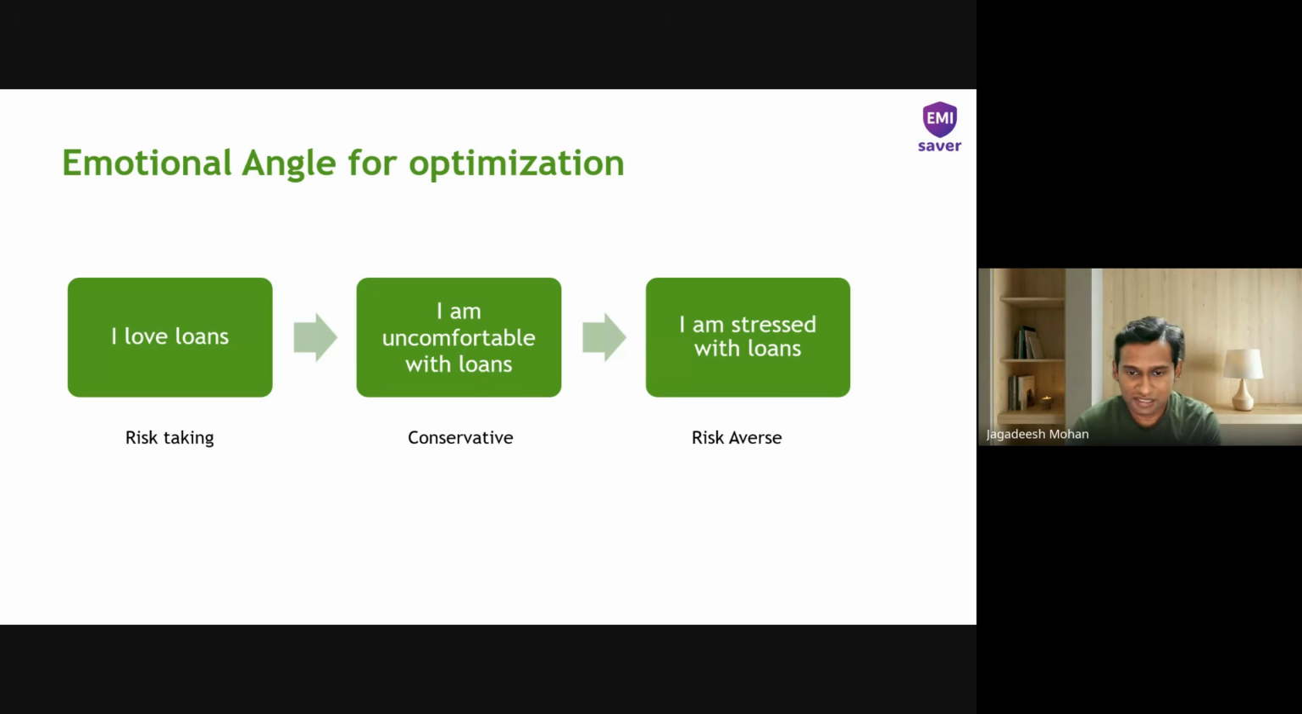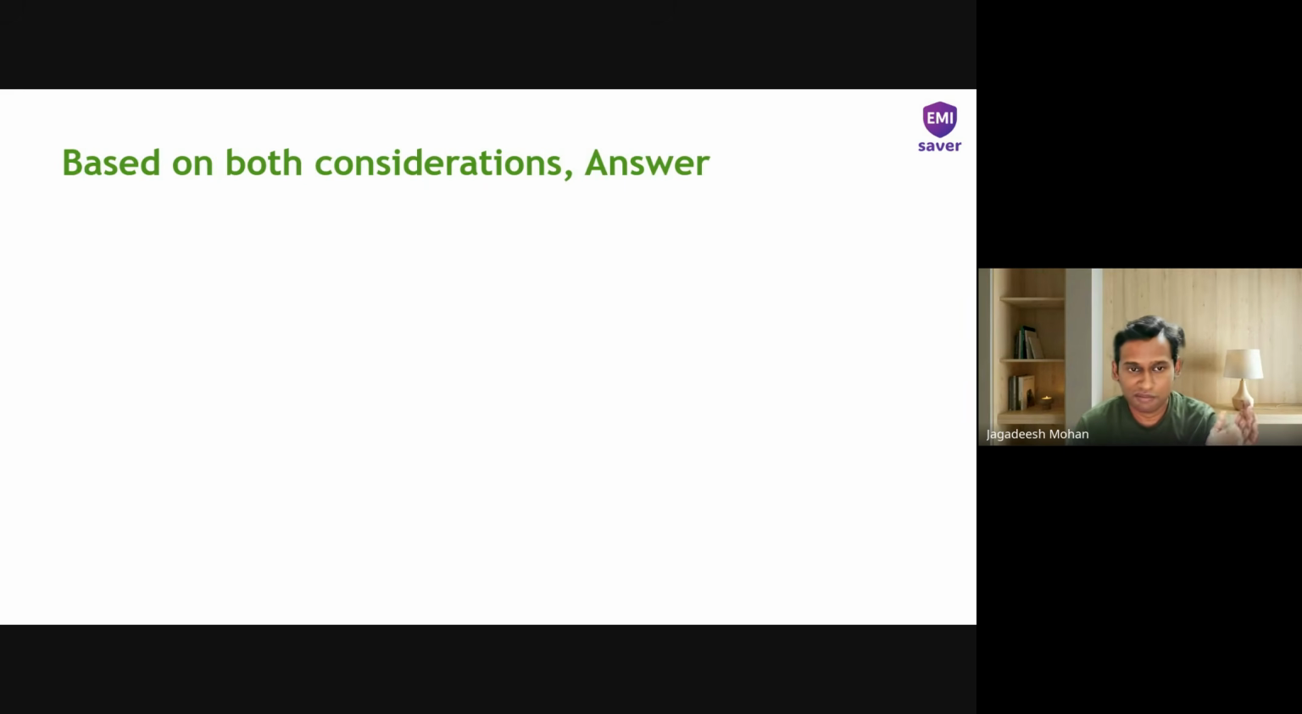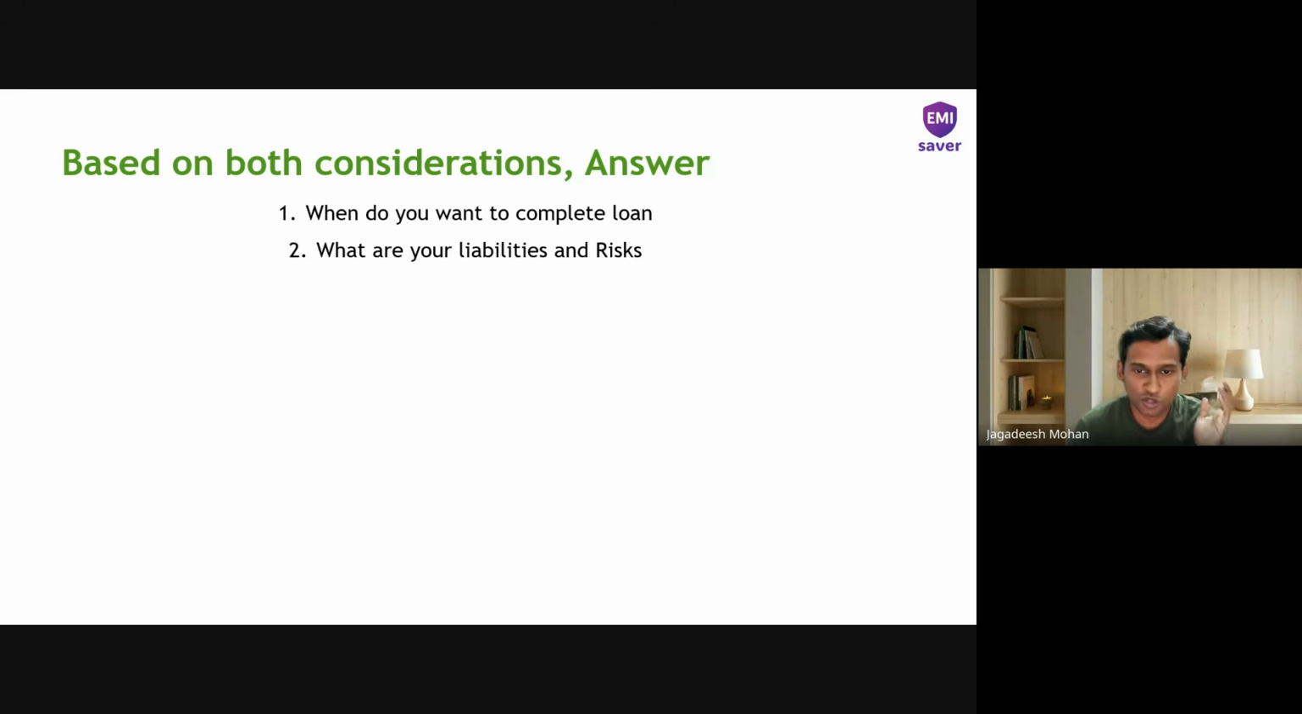So what we've discovered over a period of time is that based on both of these considerations, we ask the customer to answer, when do you realistically want to complete your loan? Set that as a goal. Like you can take a loan for 25 years. You want to complete it in 5 years, 10 years, 15 years. Then what are your current liabilities and risks? Like, do you already have other loans running? Do you have dependents in family, like your parents? Or do you have someone with medical expenses that is running?